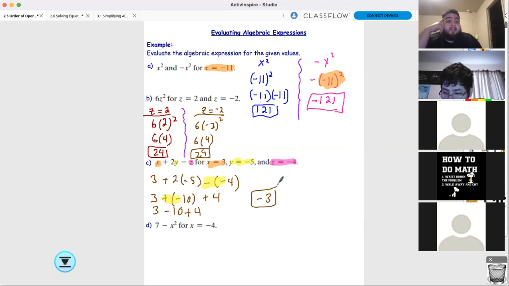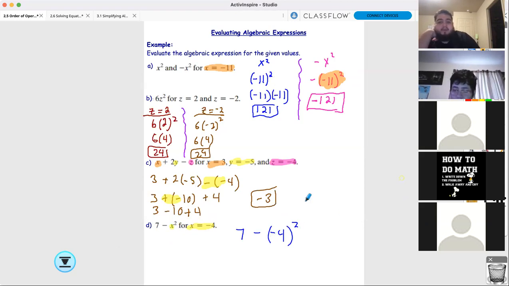Now D is meant to be tricky, class, but do not let D trick you. Now let's look at D. Remember, D is tricky. Watch me, look at what I'm doing. So we know it's 7 minus x squared, and x is going to be -4. So let's plug it in. It's going to be 7 minus parentheses -4 squared. Notice that the minus has to be there because that's in the expression.